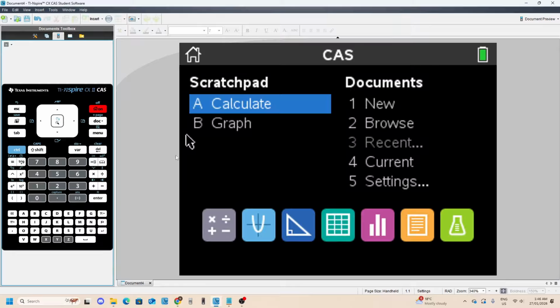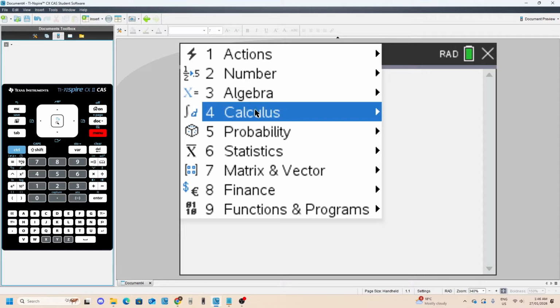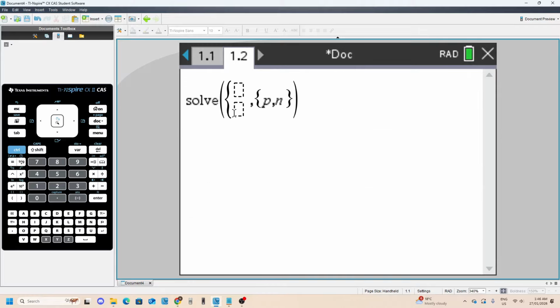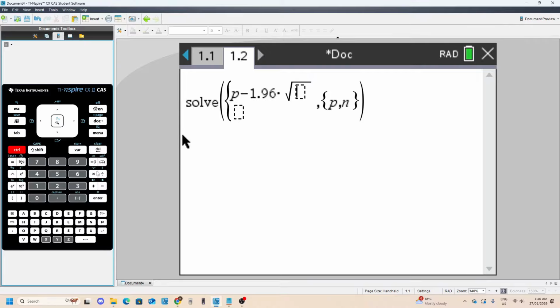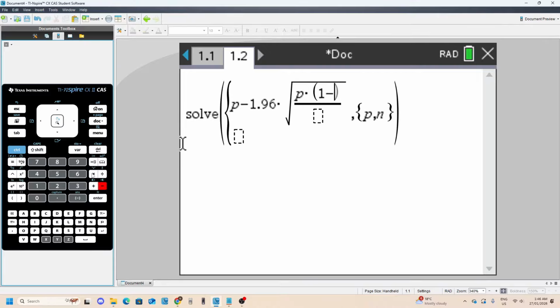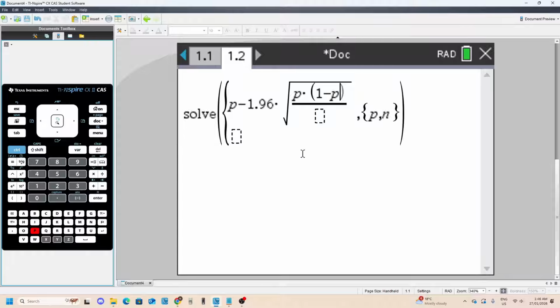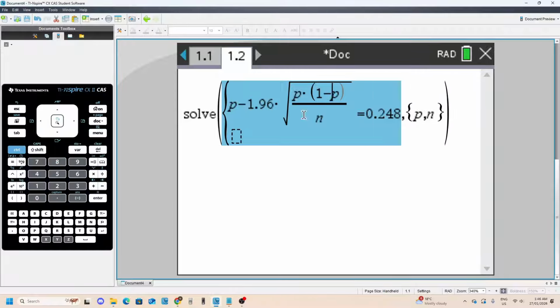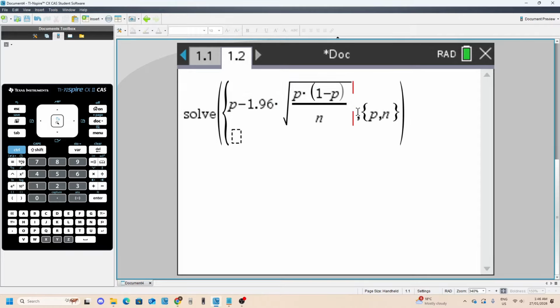So let's do it. We're going to go straight away to menu, and go to algebra, solve simultaneous equations, and of course I'm trying to say p and n. Oh, sorry, p and n. So we're going to write those two simultaneous equations. So p minus 1.96 times the square root of p times 1 minus p over n, and that whole thing equals 0.248. And what I'm going to do is copy. Oh no, am I tweaking here? Let me just double check. Yeah, it's supposed to be equal here, sorry.